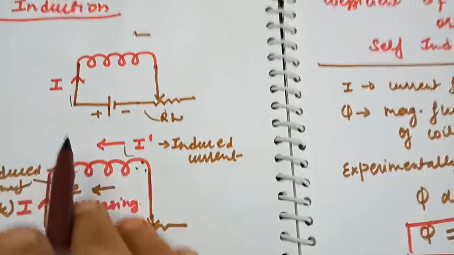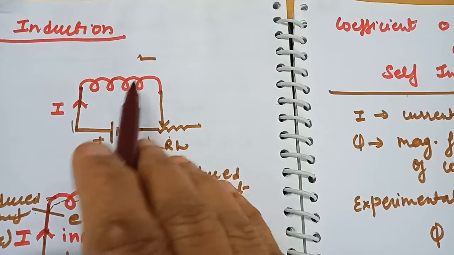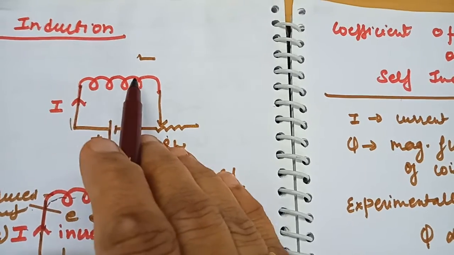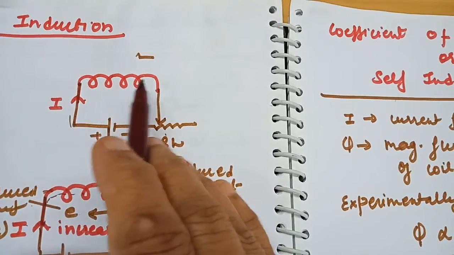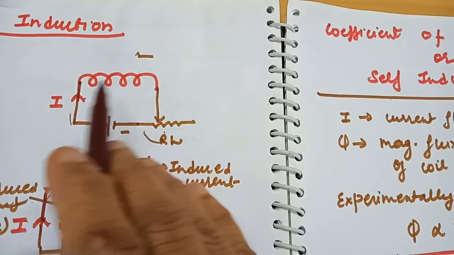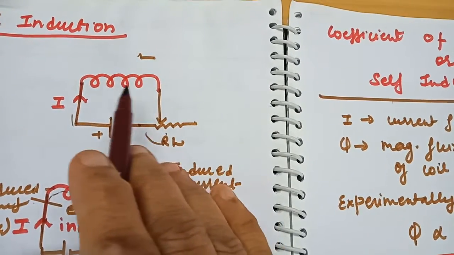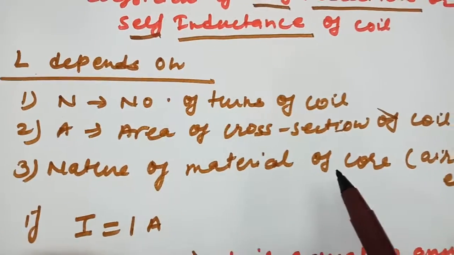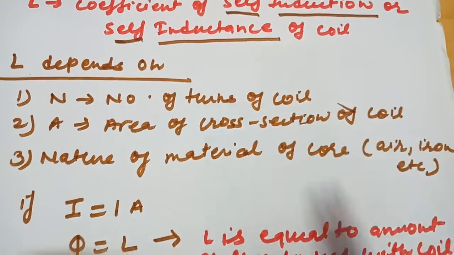Core means what? Suppose you have taken this kind of coil, so what is inside it? Air only. So this is an air core. If you insert an iron bar in these turns, that is called the iron core of the solenoid. So it depends upon the nature of the material of the core of the coil.